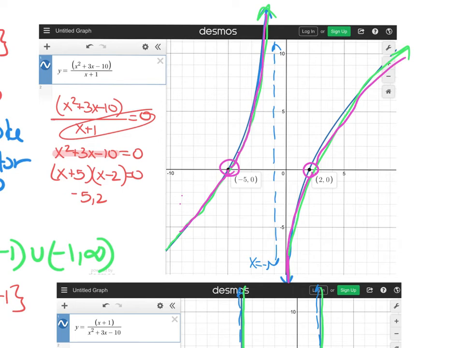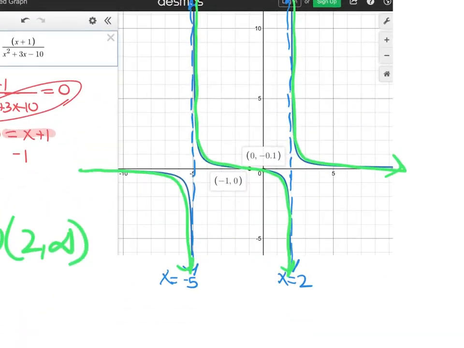So it's important to notice that your function value will change signs, and that means going from negative to positive, or positive to negative, or negative to positive at vertical asymptotes and x-intercepts. They might not always change at the vertical asymptotes, but if it's going to change, it'll change at a vertical asymptote or an x-intercept. And we can see that happen on this bottom one too.